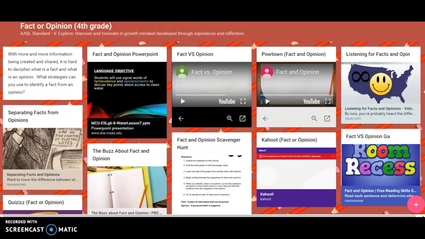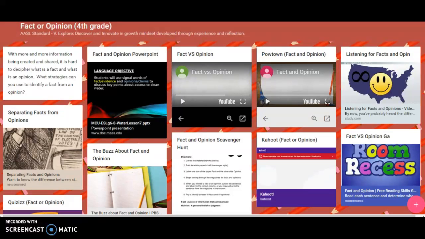The Separating Facts and Opinions resource gives you the opportunity to analyze facts and opinions through history using historical resources. The Buzz About Facts and Opinion will help you differentiate between fact and opinion by watching a video and completing a handout. The Fact and Opinion Scavenger Hunt will provide you the opportunity to look for facts and opinions in various magazines and then classify and sort them.